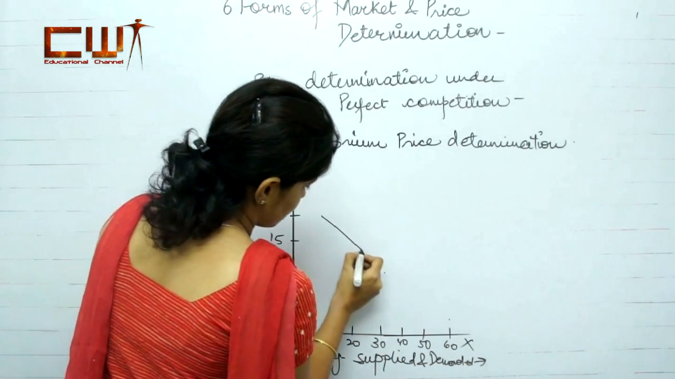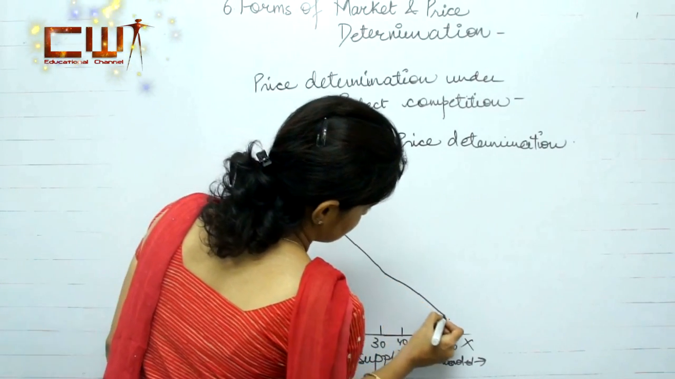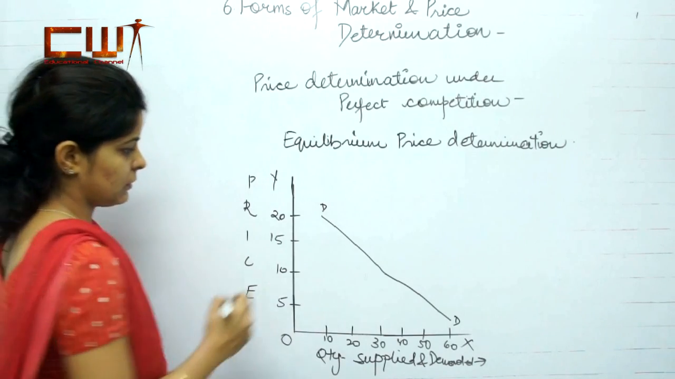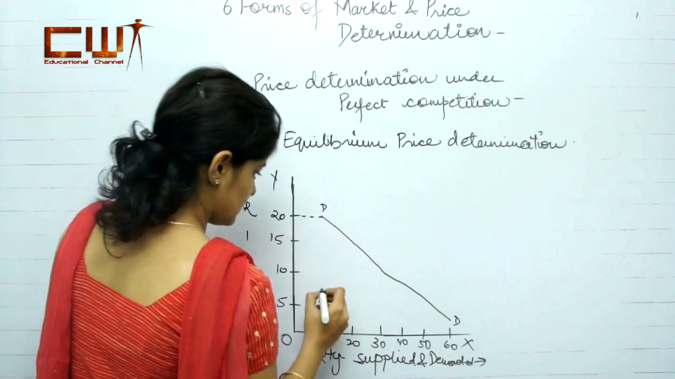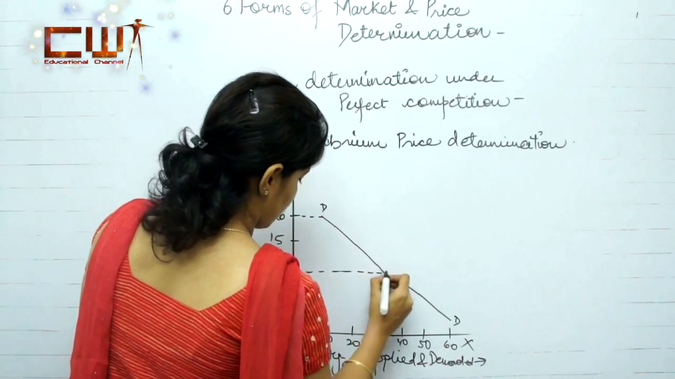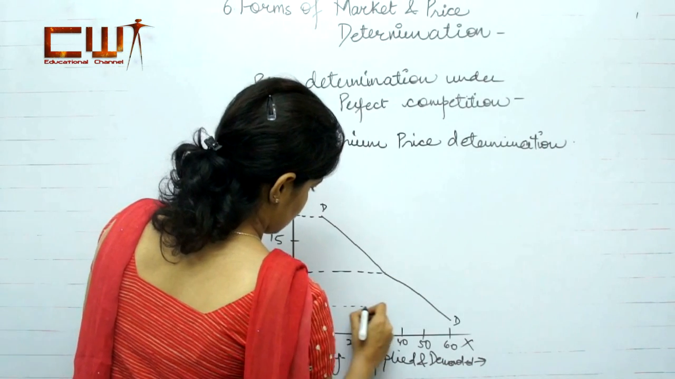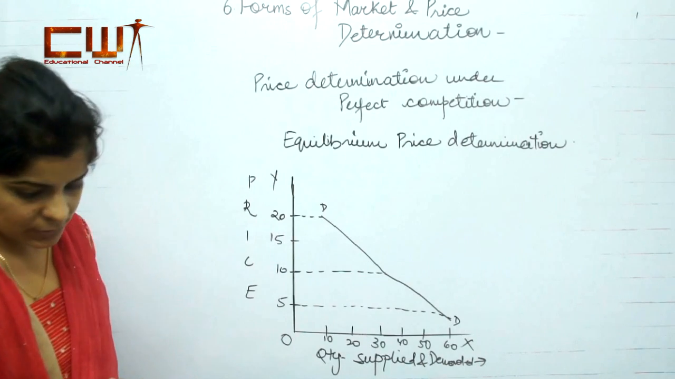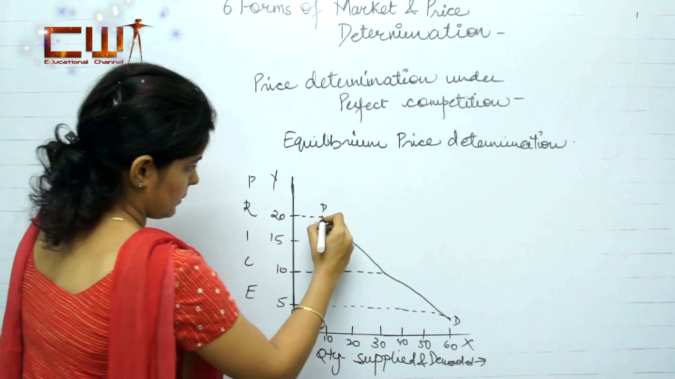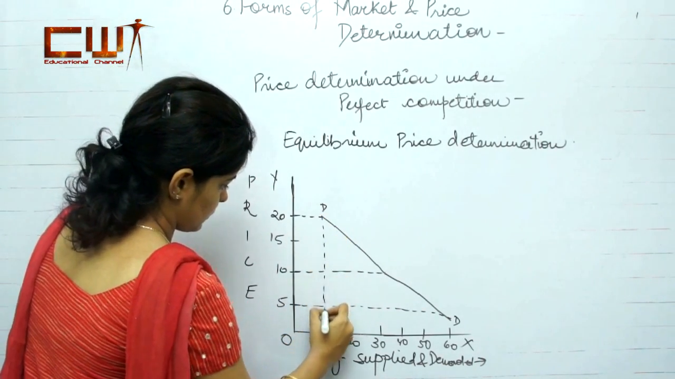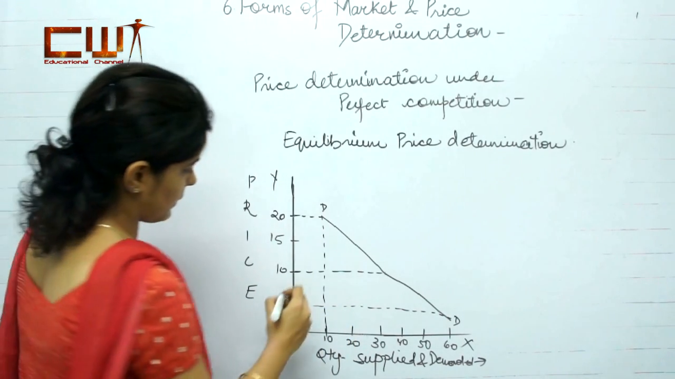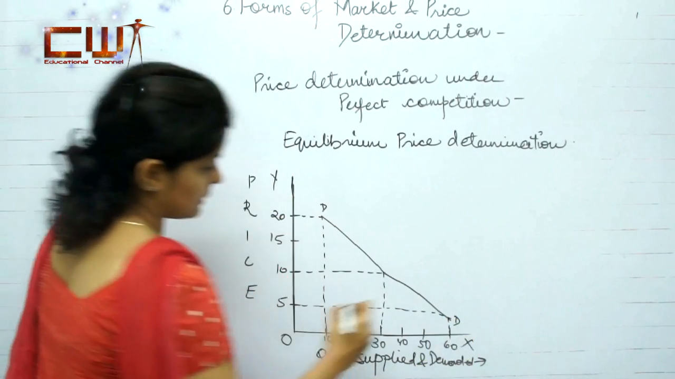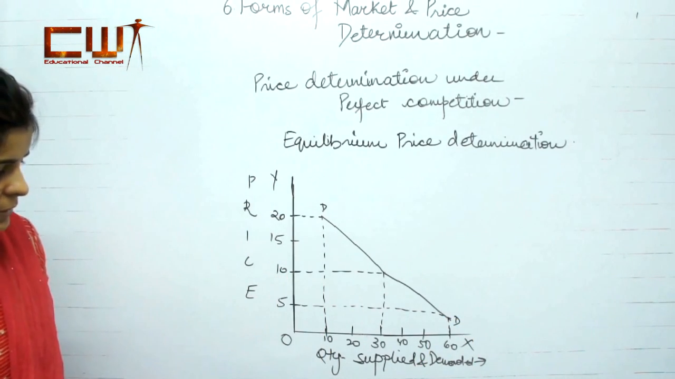So this is your demand sheet. You have this price: at 5 you have 60, at 10 you have 30, and at 20 you have... This is your demand.